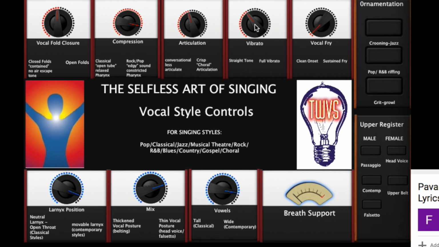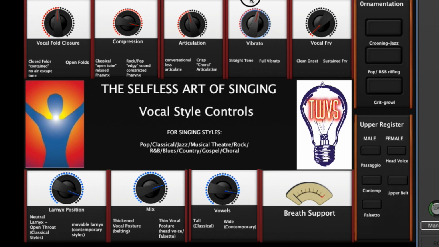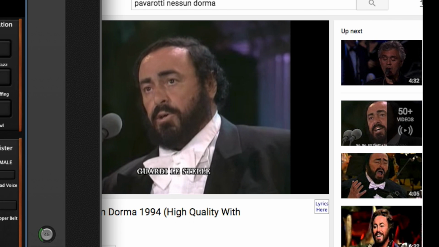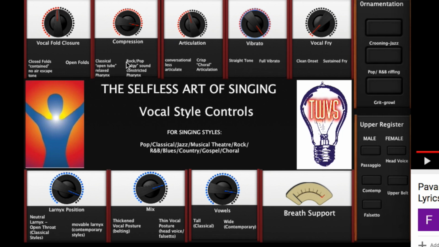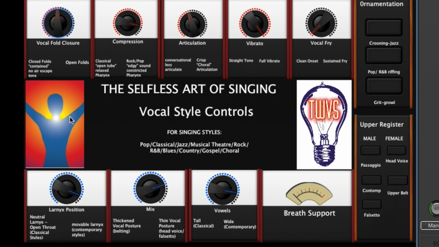Here's one. Vibrato is on almost every note. Right? Now, does he have a lot of vocal fold closure? Oh yeah. There's not a whole lot of air escaping excessively through that tone.